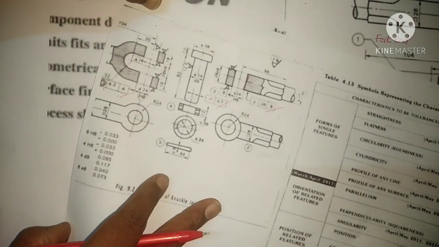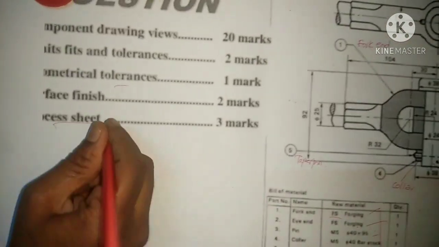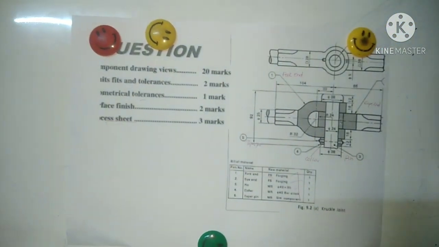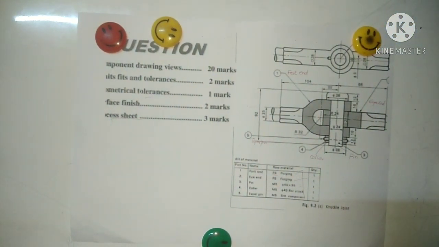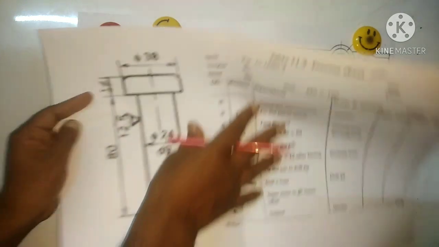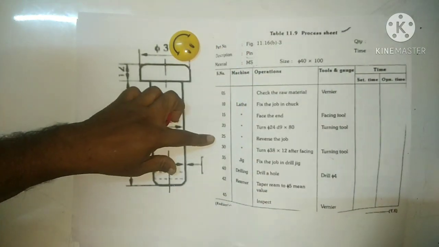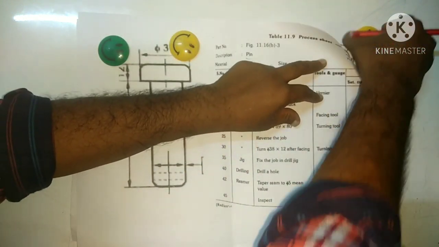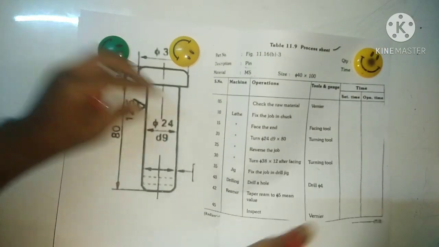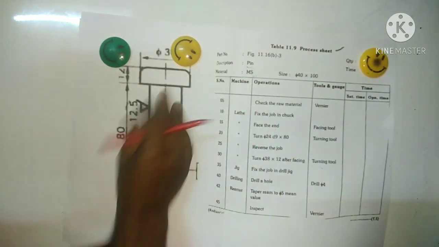The last part is the process sheet. As we know, the process sheet is a set of manufacturing process instructions for a specific batch or lot. It describes the machine used and the operation time. That makes up your process sheet. I selected the pin here for the process sheet.